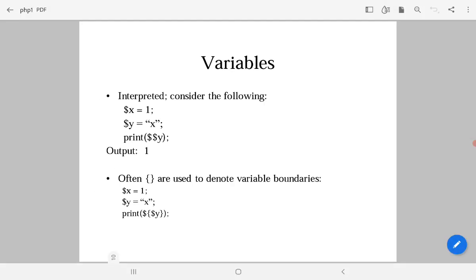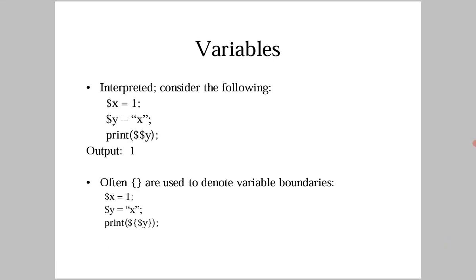So variables. How to use variables in PHP? Examples are $x = 1, $y = "some x", and print($y), and like that.